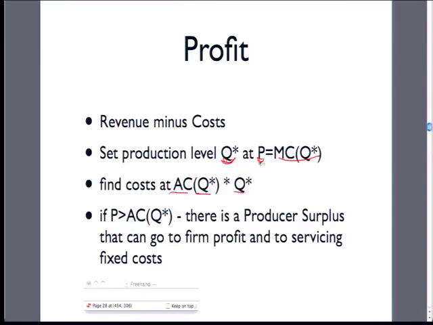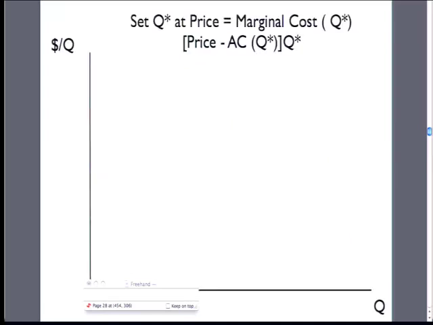So if the market clearing price that's coming from the market is greater than the average cost to the firm to produce that, there's a profit there. We could also say there's producer surplus that could go between profit and servicing fixed costs. Right now we can just simply say that it's profit for the firm.